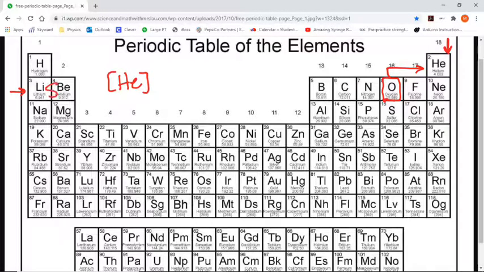And now we start on the row that your element is on, in this case, row number 2. You hit the 2s first, we fill up 1, 2. And then we are going to hit 2p. And you go over 1, 2, 3, 4. It is the 4th element over within the p block. So that is your noble gas notation for oxygen.